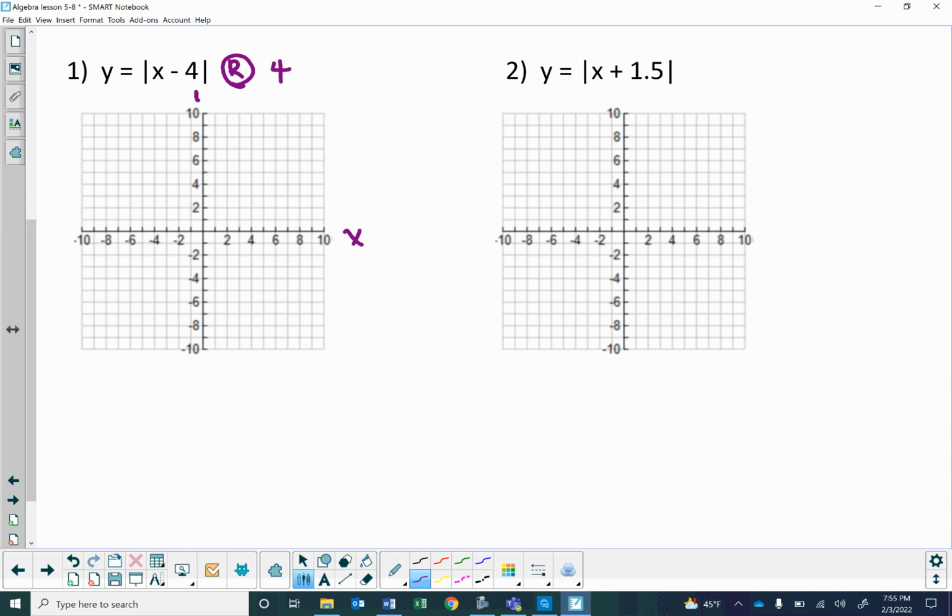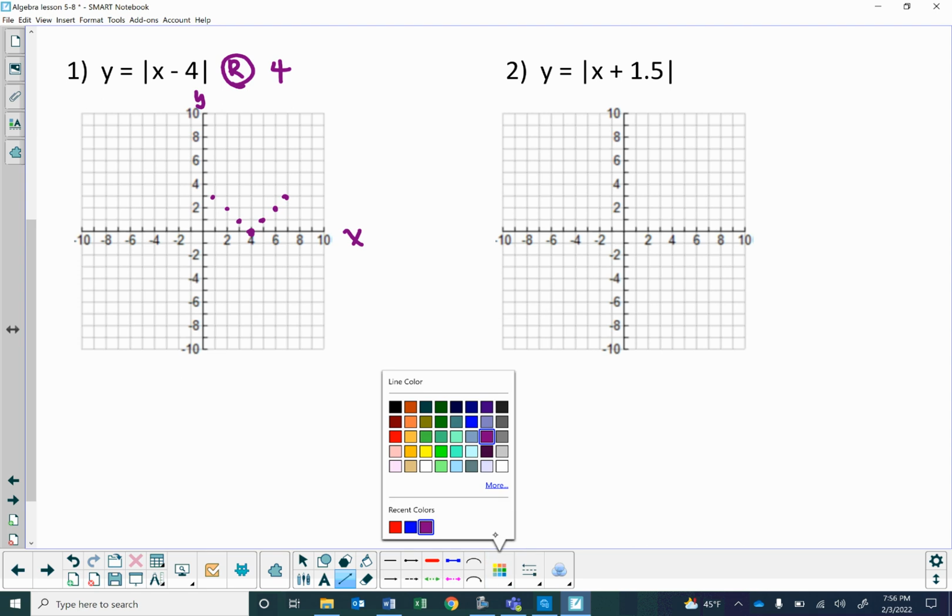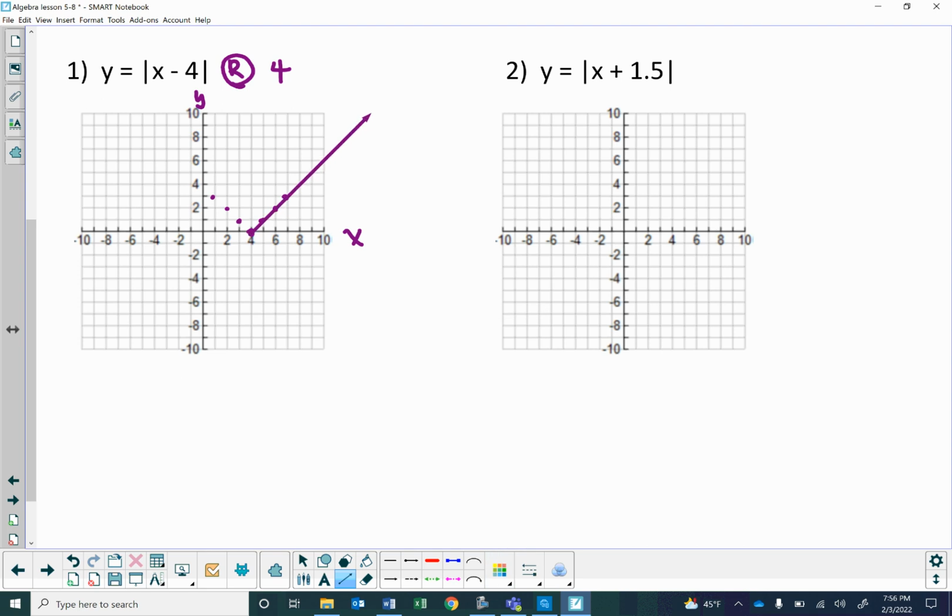So here's x, here's y. Normally my vertex is here. If I'm going right 4 units, 1, 2, 3, 4, my vertex is going to be here. Up 1, right 1, up 1, right 1, up 1, right 1. Go back to the 4, 0. Up 1, left 1, up 1, left 1, up 1, left 1. And I can draw my line using my handy dandy little straight edge. And I'd label it y equals the absolute value of x minus 4.